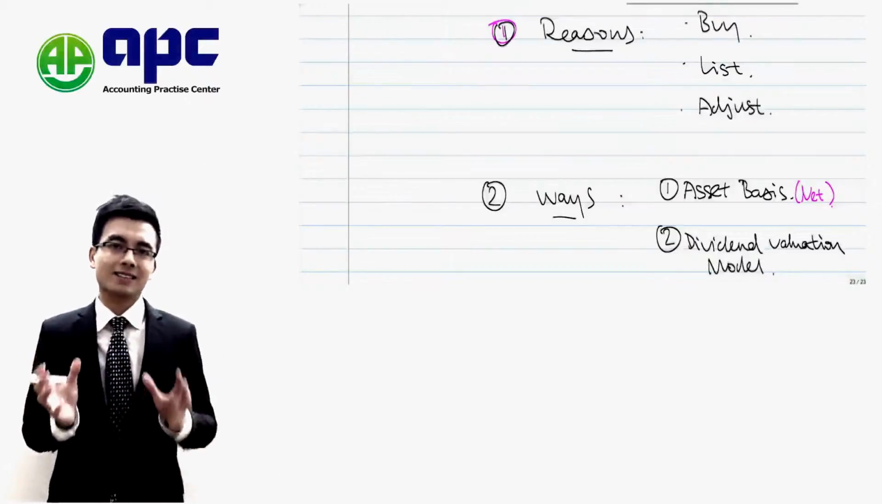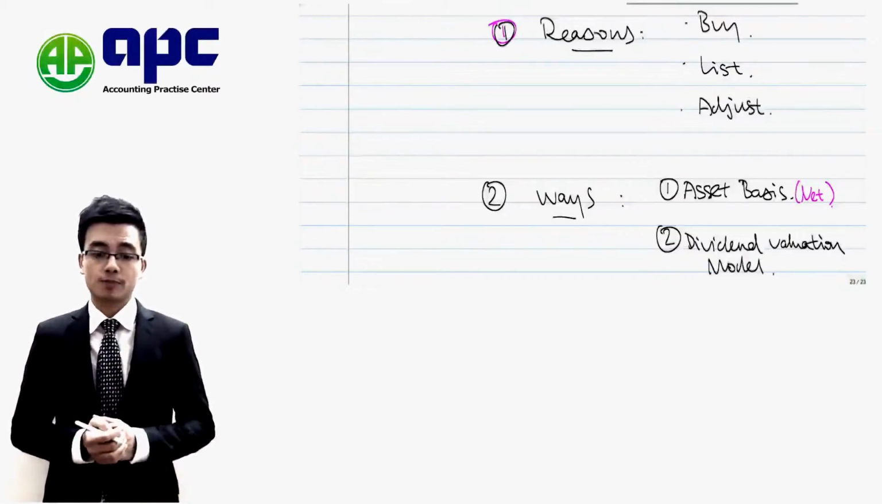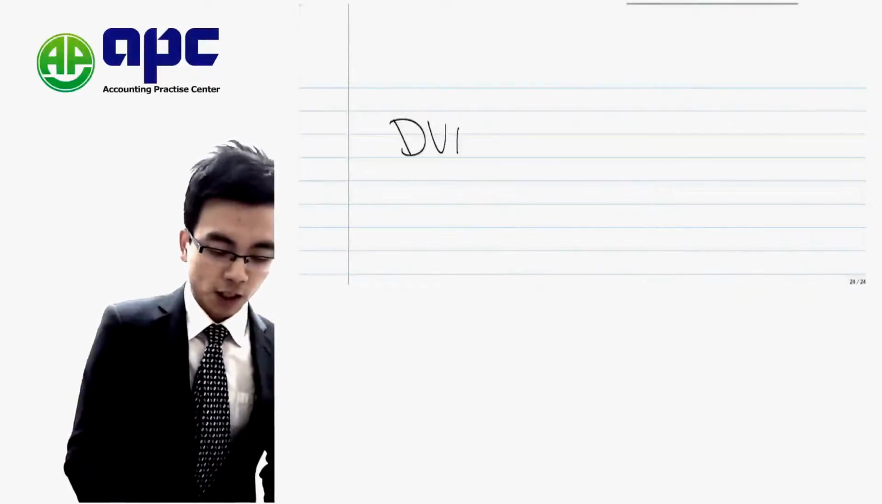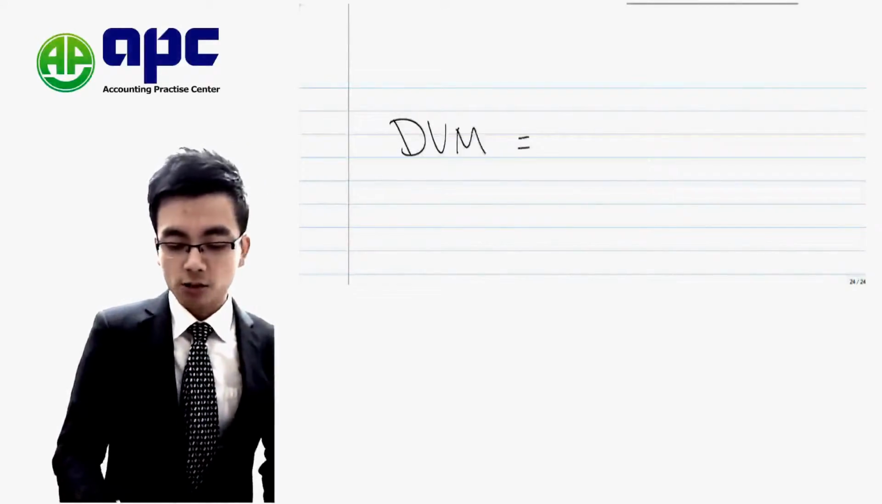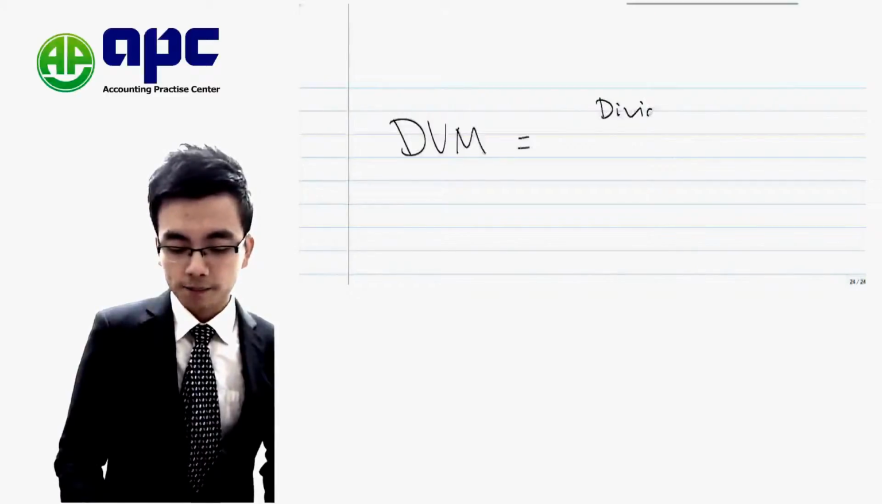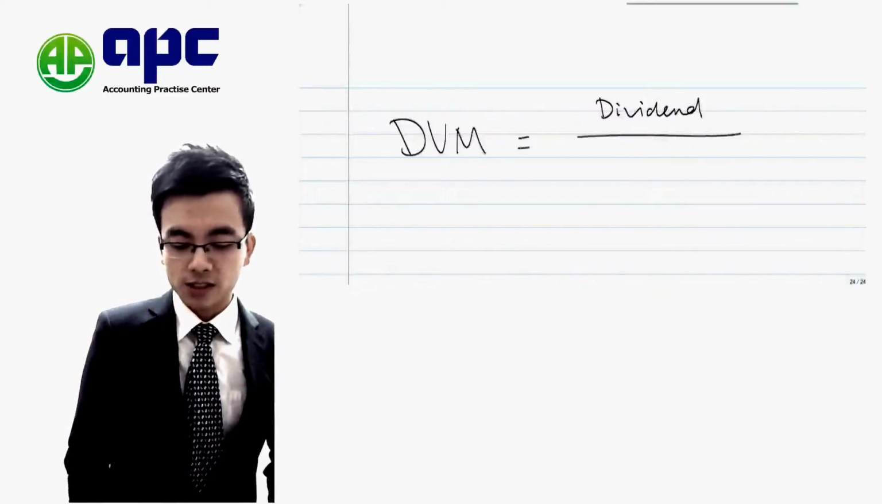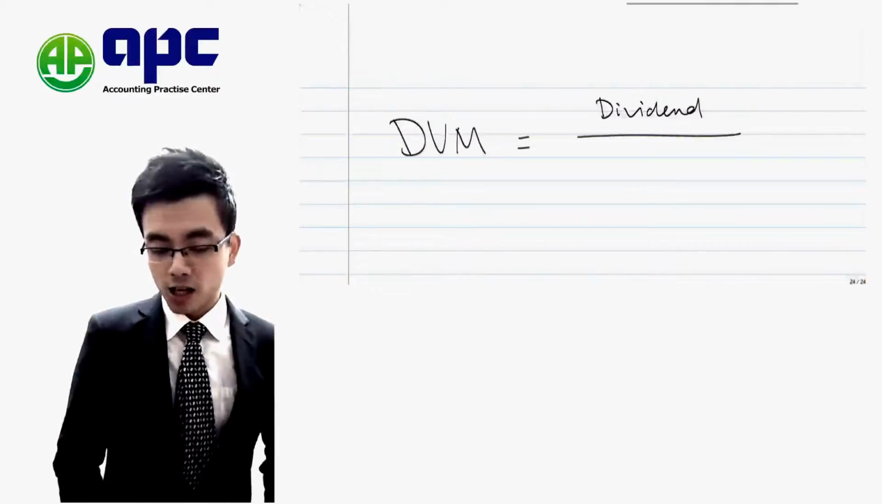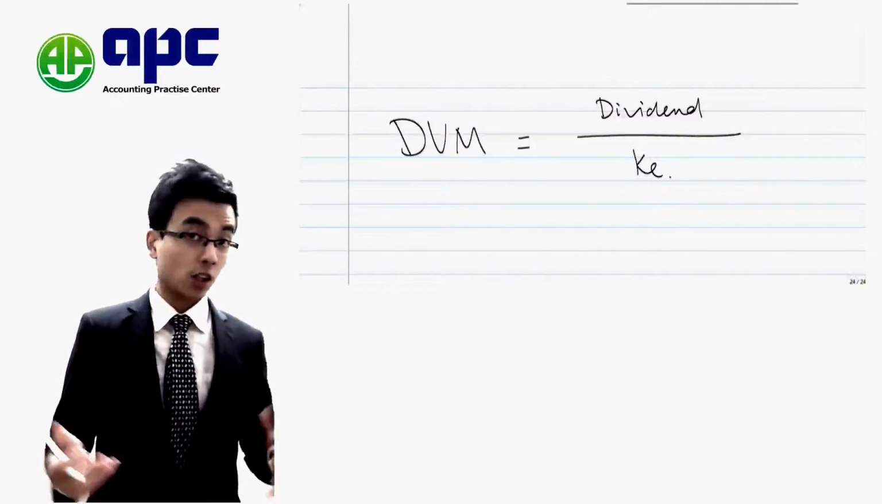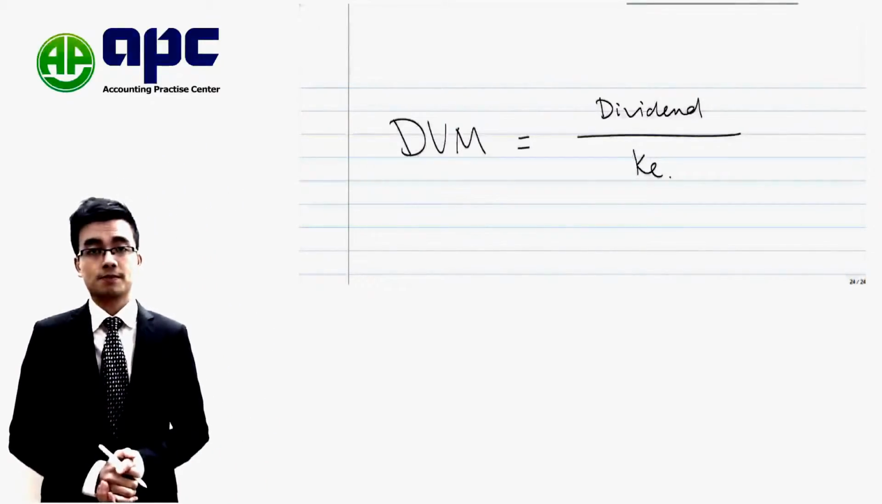And we can call it the DVM for short. So let's see how we're going to approach this then. The dividend valuation model equals the dividends that the shareholder is going to receive divided by the required return by the shareholder. We can call it the cost of equity.